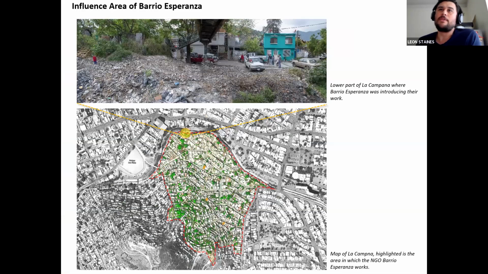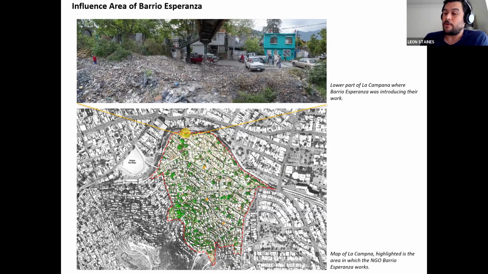When we came to this community, we established a partnership with the local NGO called Barrio Esperanza, which was working on the northern part of this polygon, but they wanted to use this juncture, working with us and the local public university, the Universidad Autónoma de Nuevo León, to explore a different area to work with. And this was the first area where we had the first meeting with the neighbors. The idea was to turn this site filled with trash and debris into a community space.